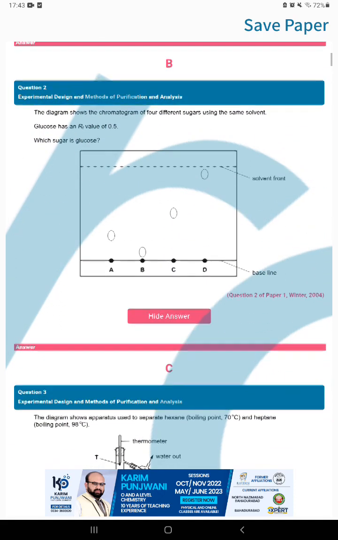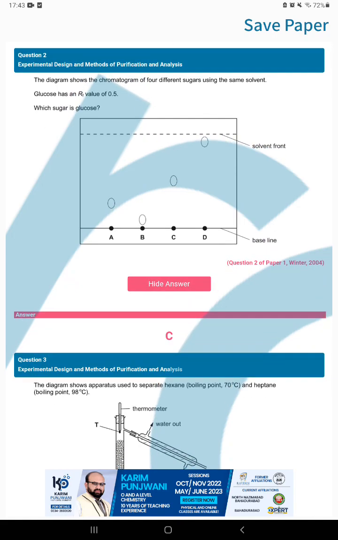Moving on. The diagram shows the chromatogram of 4 different sugars using the same solvent. Glucose has an RF value of 0.5. Which sugar is glucose? 0.5. So, what do you think?